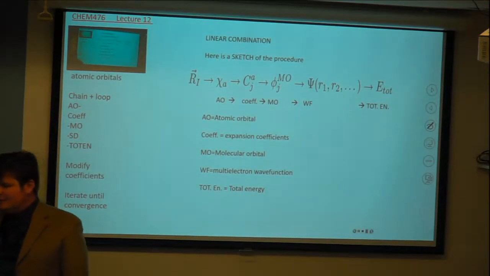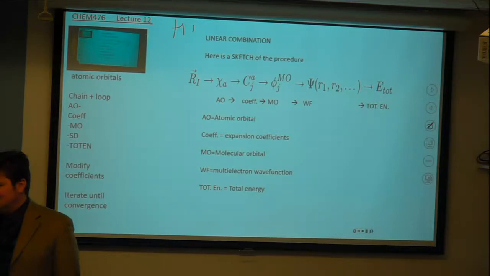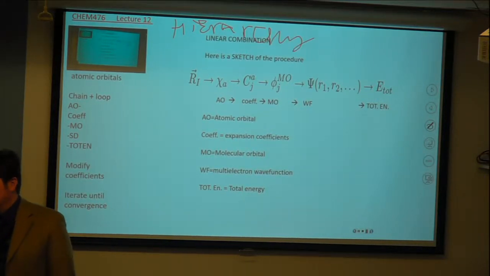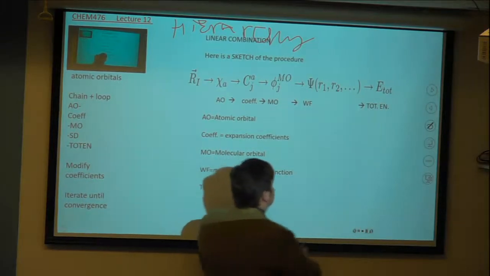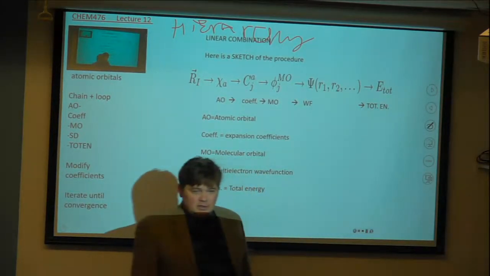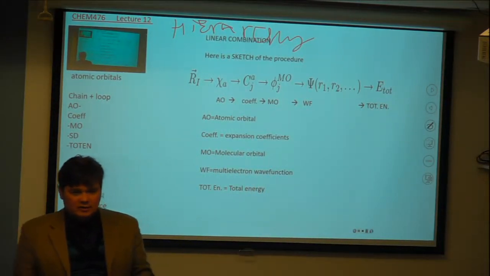Sketch. I would call it a hierarchy, or subordination chain. So the goal is total energy, right? And it is what you get when you run Gaussian.